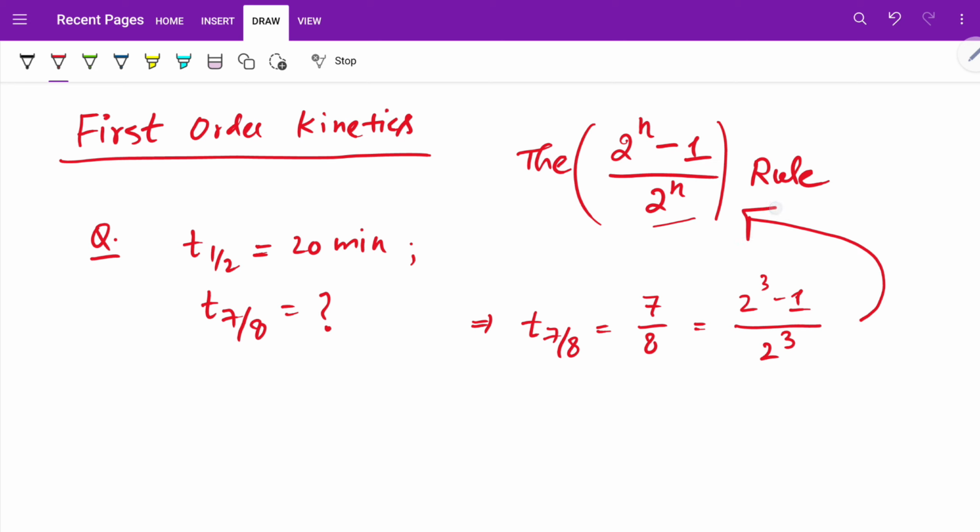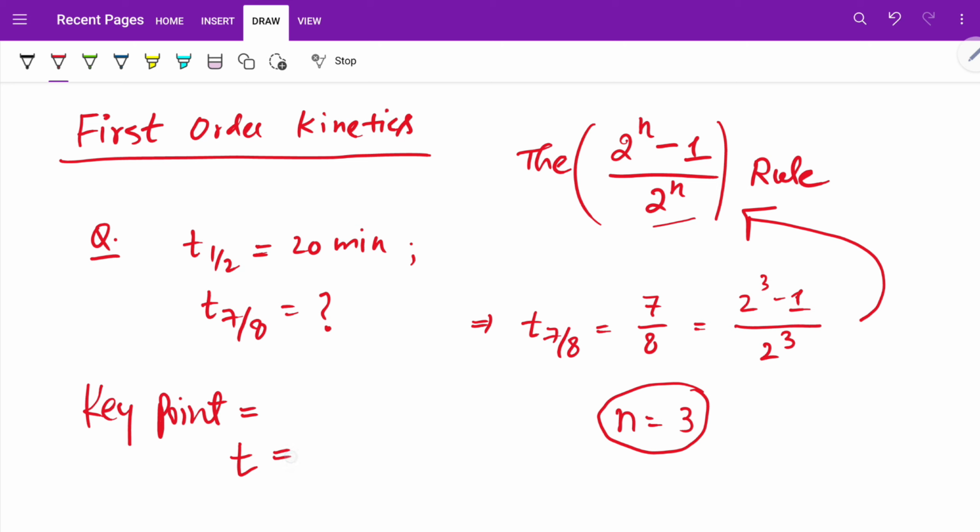Now compare this with the general formula or the trick. So we get the n value, sorry, n is 3. So the factor n is 3. And now what is the trick? The formula that we have to apply is this, you can mark it as a key point. The key point is: total time is equal to n into T half. So this is important. This is the key point.